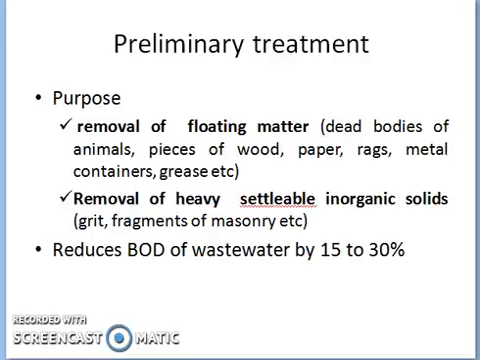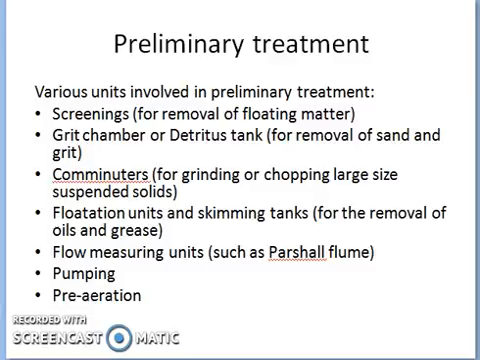And the processes used are the screening for removing floating papers, rags, clothes, etc., grit chambers or detritus tanks for removing grit and sand, and skimming tanks for removing oils and greases. So the various units involved in preliminary treatment include the screenings, grit chamber or detritus tank, comminutors, flotation units and skimming tanks, the flow measuring units, the pumping units, and the pre-aeration units.